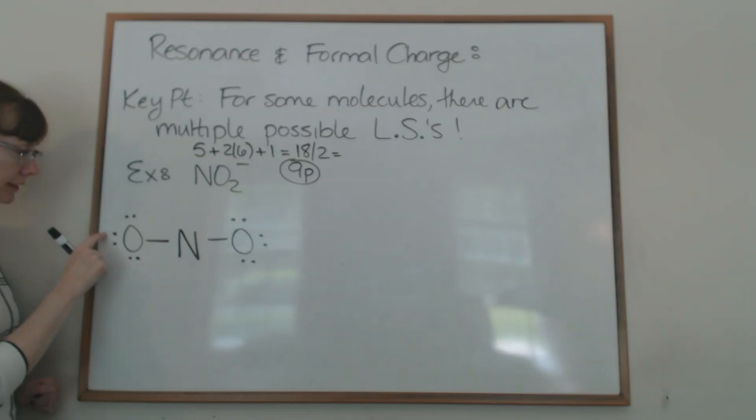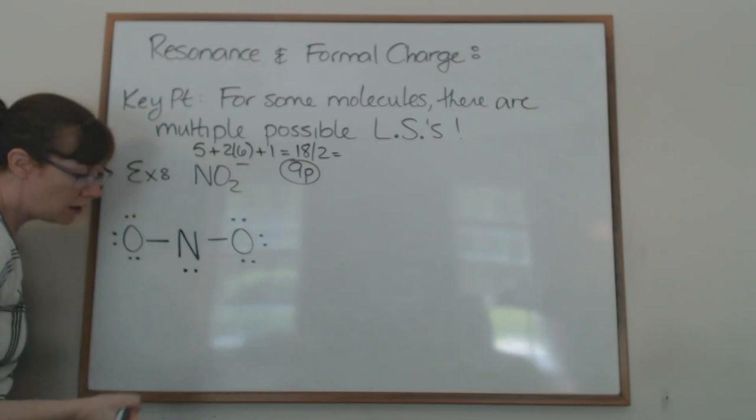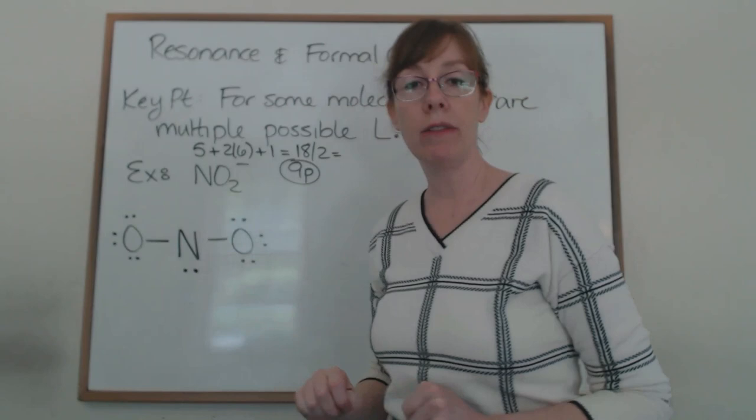1, 2, 3, 4, 5, 6, 7, 8. I've used 8, I've got 1 more, so now he can go on the central atom. So everything is lone pairs until you run out of pairs. So I now have 9 pairs. Now I ask my 2 questions.